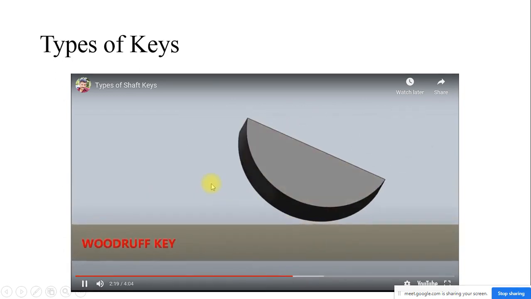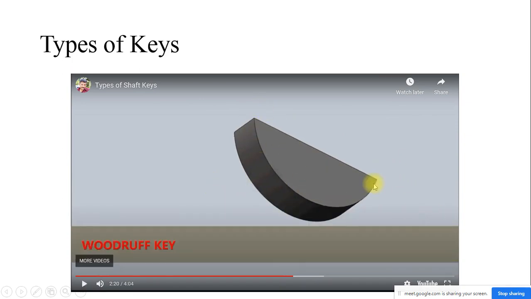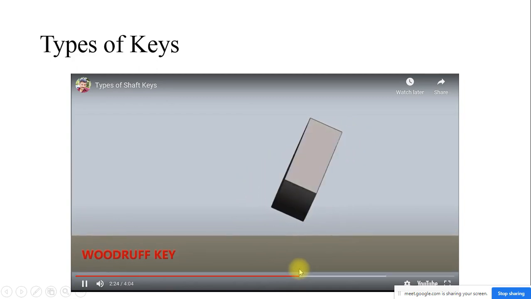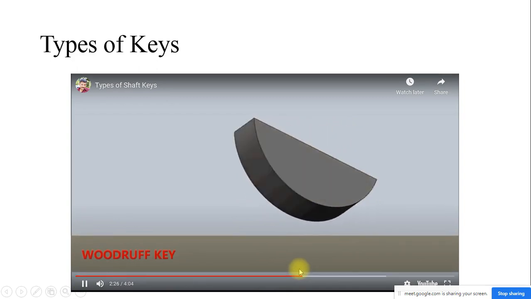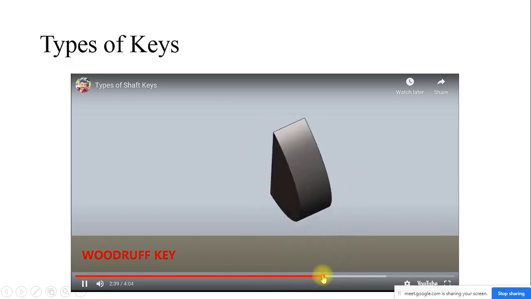So the Woodruff key. As I told you earlier, you can see the cross section of the Woodruff key, which is similar to that of a semicircle, a 3D semicircle. So half of the portion would be in the shaft, and the remaining half would be in any of the machine elements. This is the cross section of a Woodruff key.